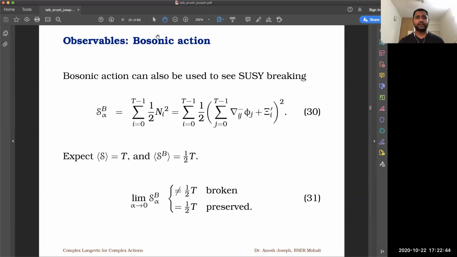Then we can also use the bosonic action on the lattice. This is the form of the bosonic action. Again, I am not giving the details of the discretization and things like that. We are using a symmetric derivative, and here it's the backward derivative. Then this is related to the superpotential of the continuum theory. What we expect is that the bosonic action should give 1/2 the number of sites. If you measure the bosonic action and get 1/2 of t, SUSY is preserved. If it deviates away from that, SUSY is broken. This is another tool.